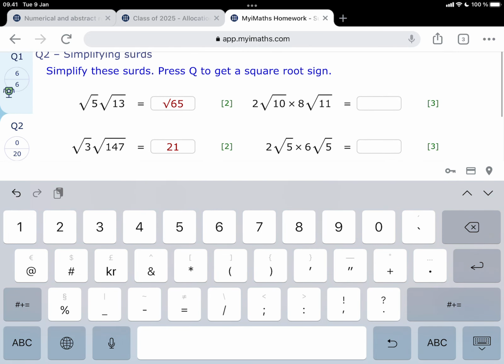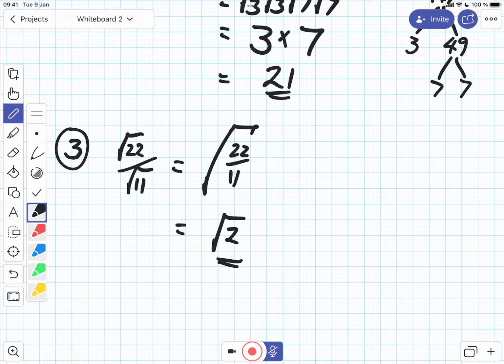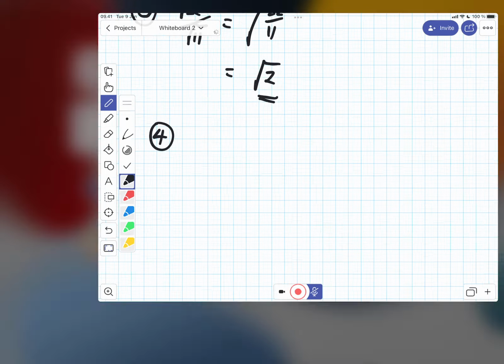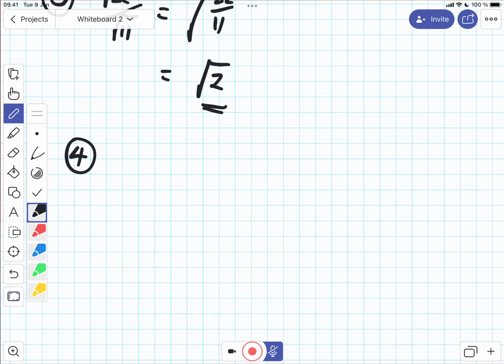Okay, the next one. Simplify these surds. Press a Q to get a square root sign. Root 2 root 10 times 8 root 11. Okay, so I'll call this question 4. So what was it again? It was 2 root 10 times 8 root 11.